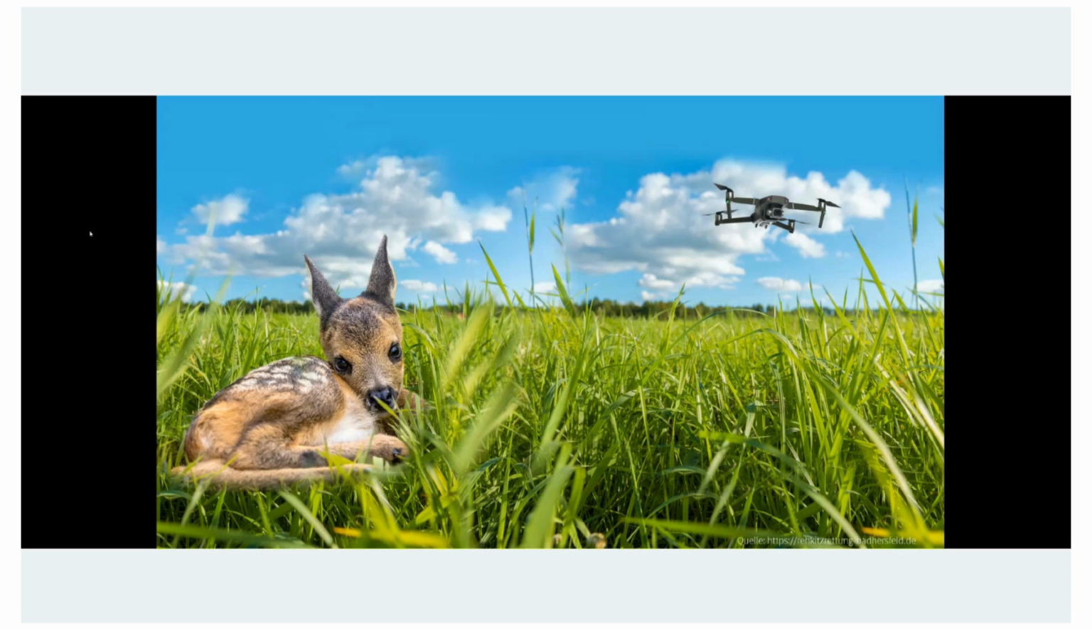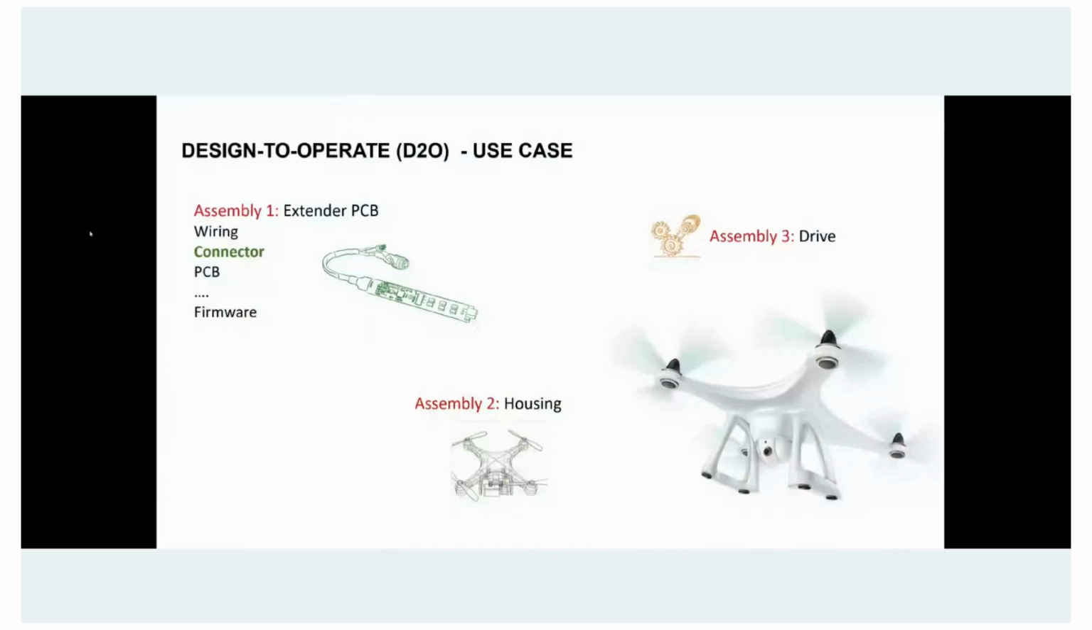Okay, so designed to operate, basically you're looking at the drone here, right? Inside of that drone, you have a printed circuit board, a connector with, maybe that's a harness connector that was done in a separate CAD tool from the printed circuit board itself.